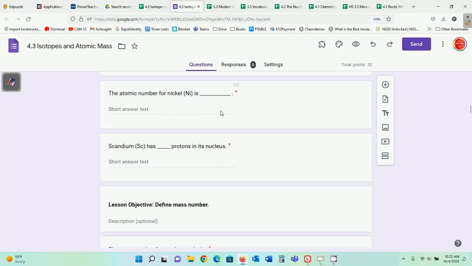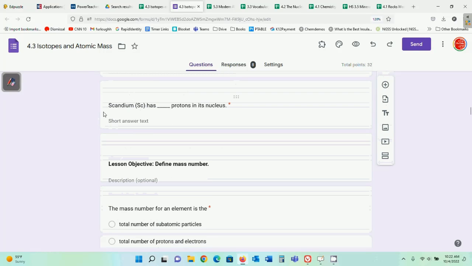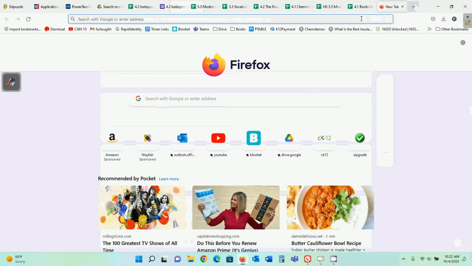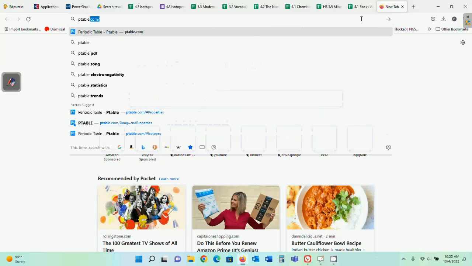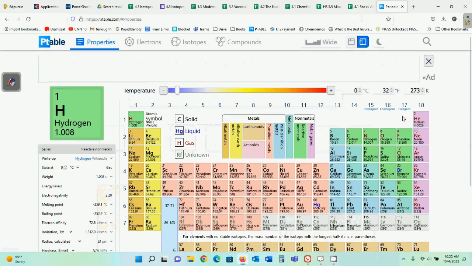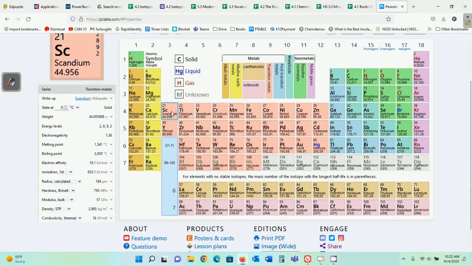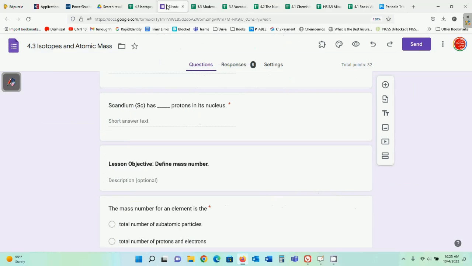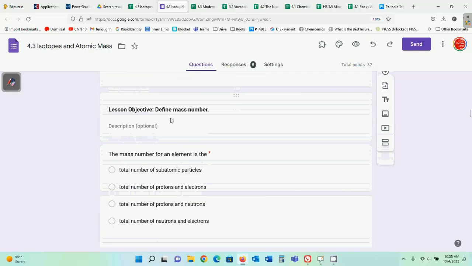Atomic number for nickel, just look at the periodic table. Okay, scandium has blank protons in its nucleus. You look at the periodic table, you find scandium, you find the atomic number. Okay, so for example, you could go to ptable.com. Okay, scandium is right here. Okay, so its atomic number is 21, and if the atomic number is 21, it has 21 protons in the nucleus. Yeah, that's all there is to it.